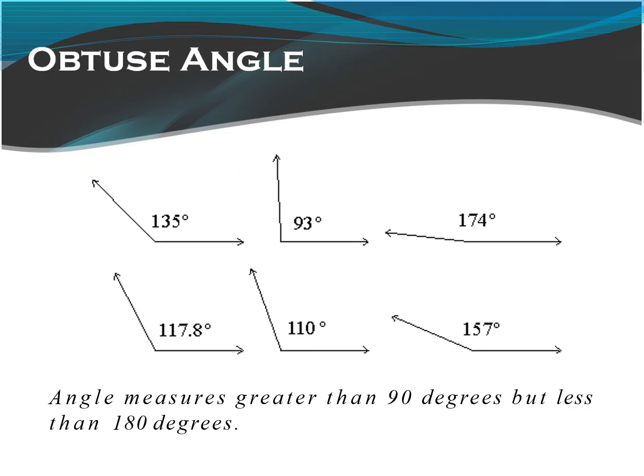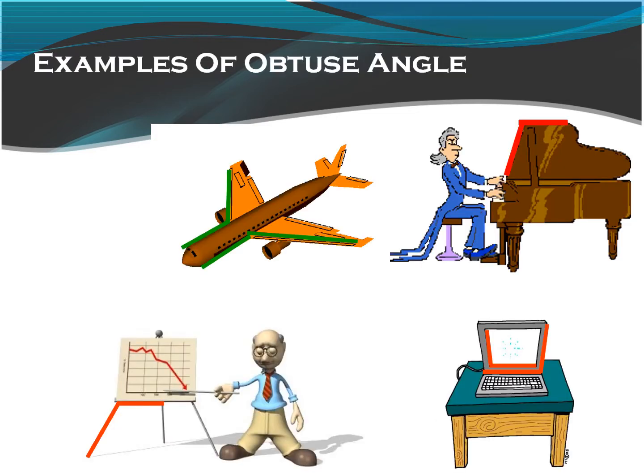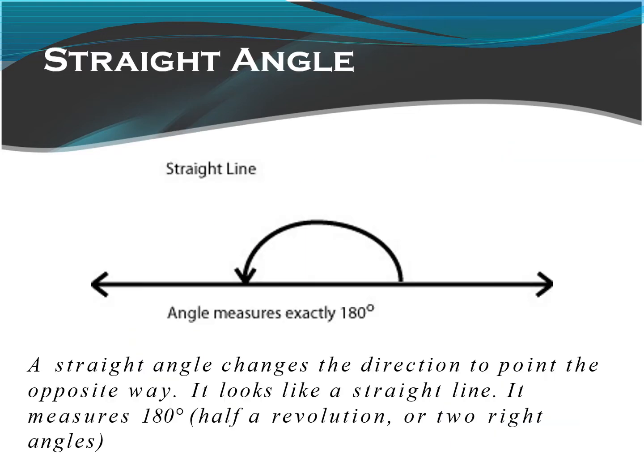The obtuse angle has an angle measure greater than 90 degree but less than 180 degrees. We can see some of the examples here which show an obtuse angle.